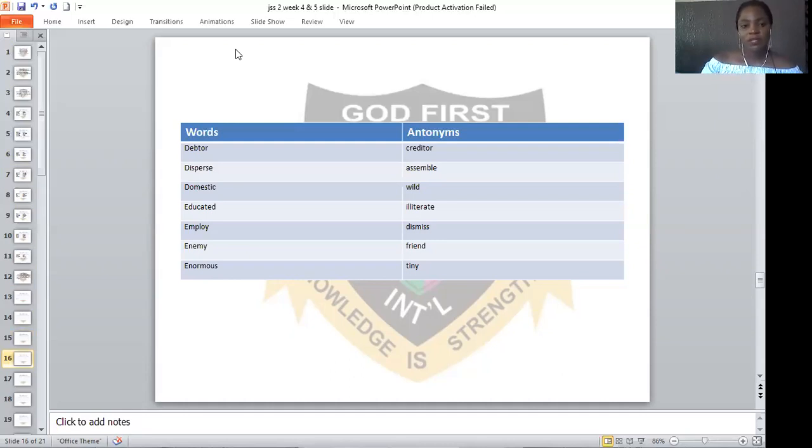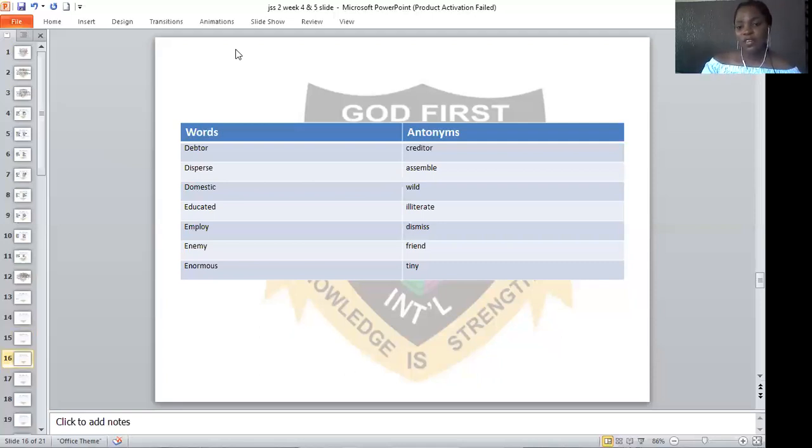Debtor, creditor. The debtor is a creditor. Disperse, assemble. Domestic, wild. Is a domestic animal. I know you've heard of that before. Domestic animal, a wild animal.